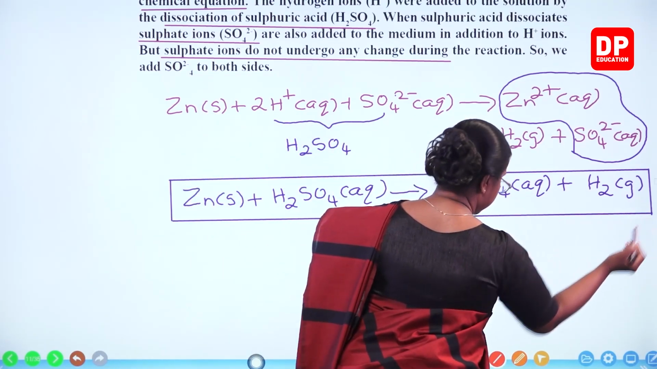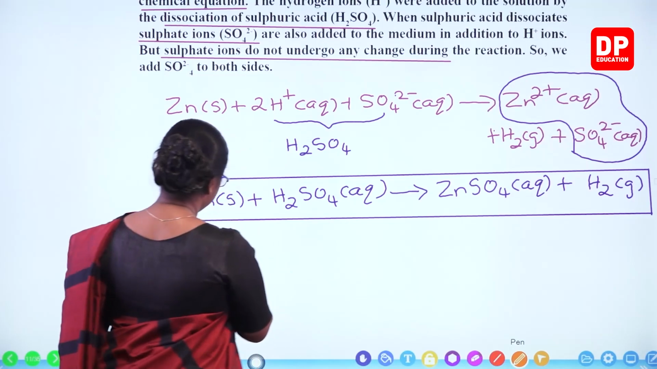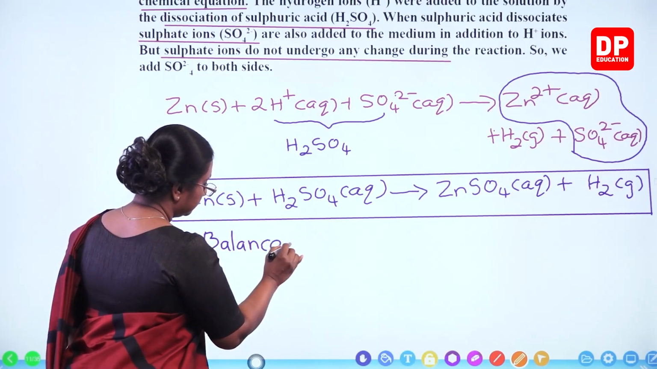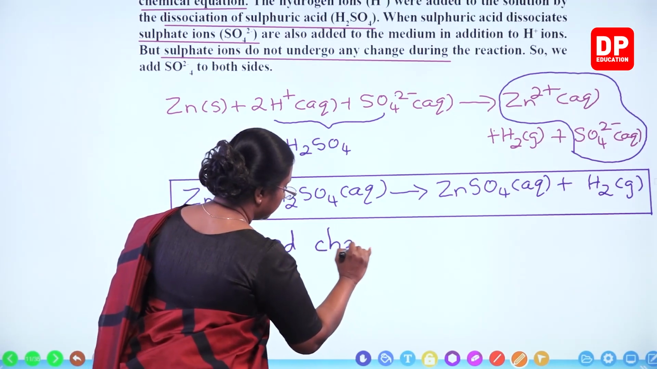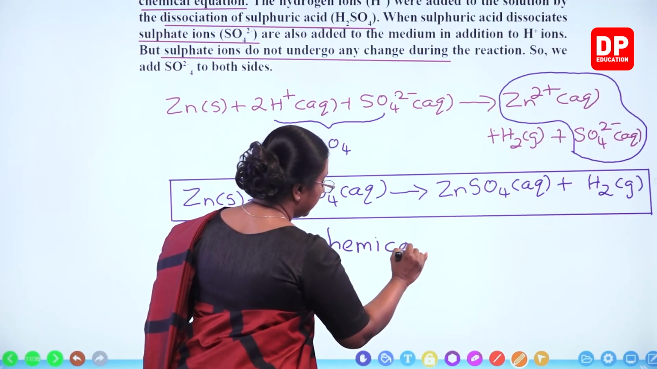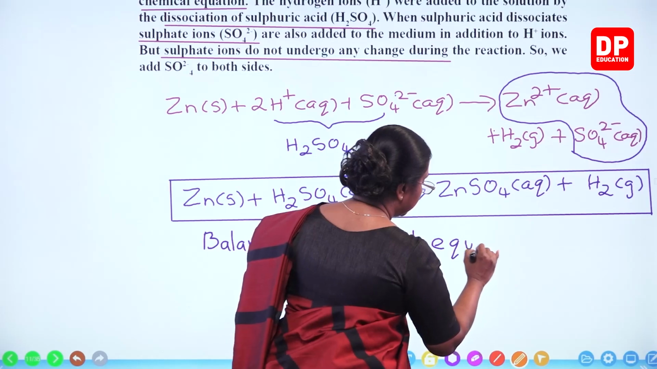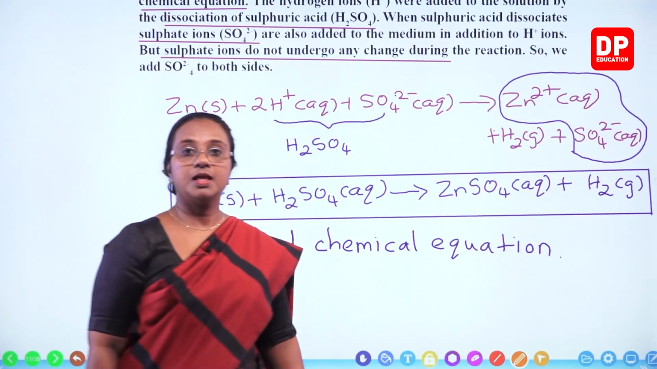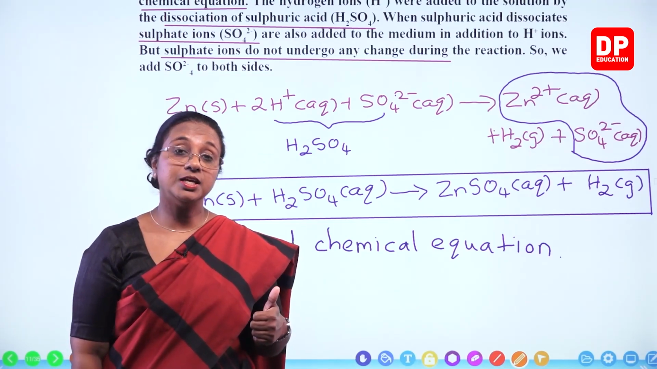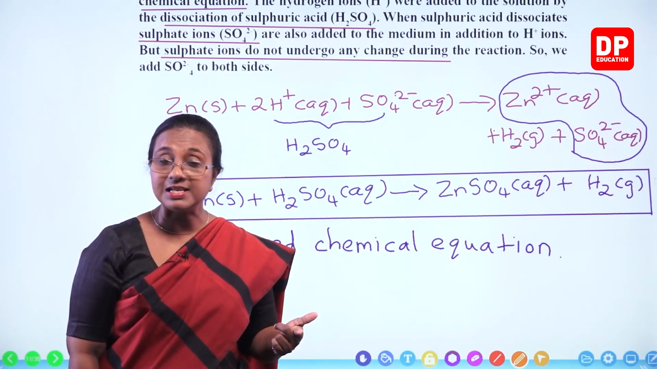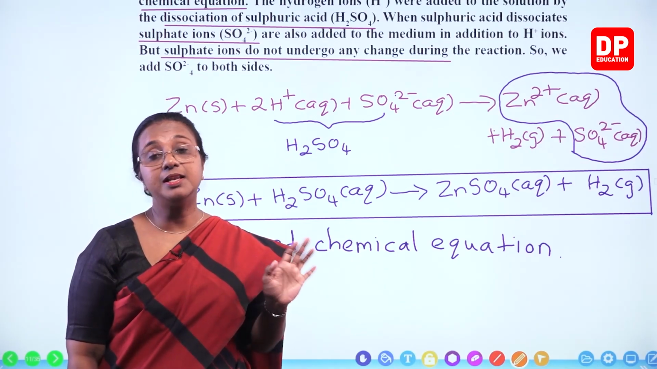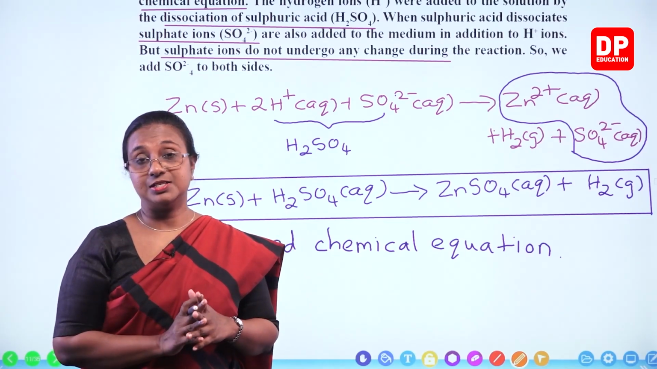That is the balanced chemical equation. So we had the half ionic equations, then we had the balanced ionic equation, and now we have the balanced chemical equation. Is that clear, students?